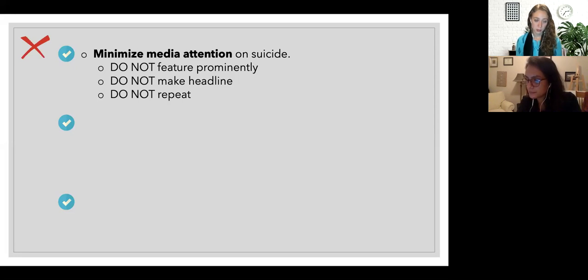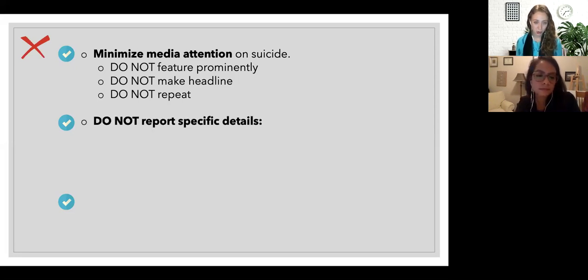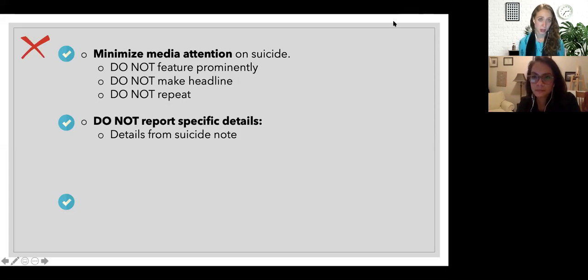Also, next piece is disclosing specific content from a suicide note can impact vulnerable people, including those whose loved ones have died. So the suicide note information specifically, if that's shared by itself, without context might not share the whole story, or it could share a slant of the story that could cause a family a great amount of harm or shame or stigma.